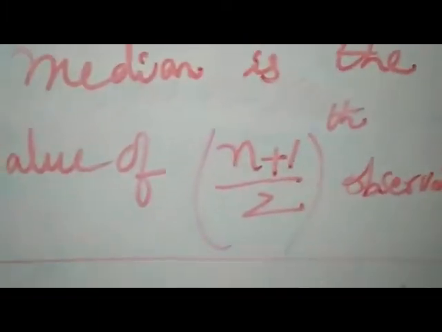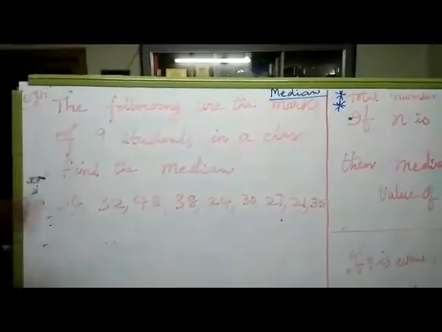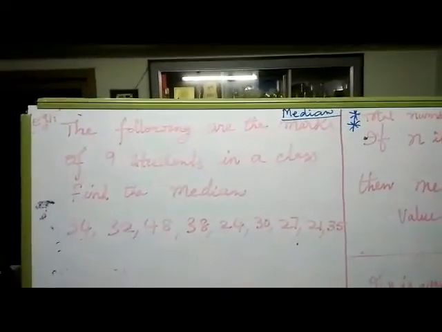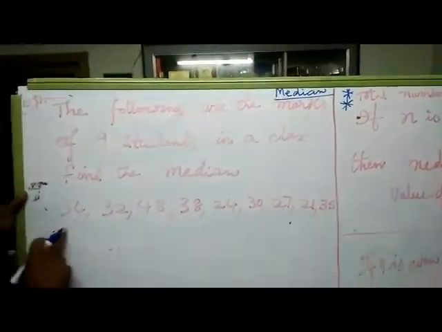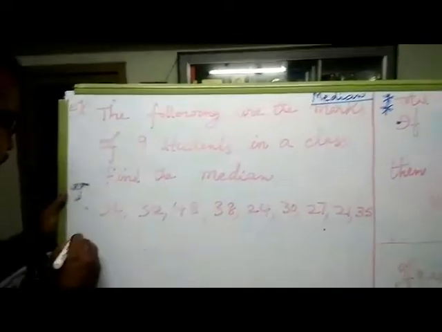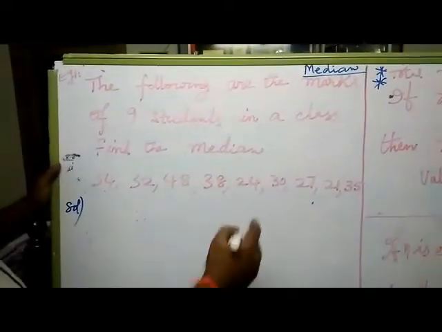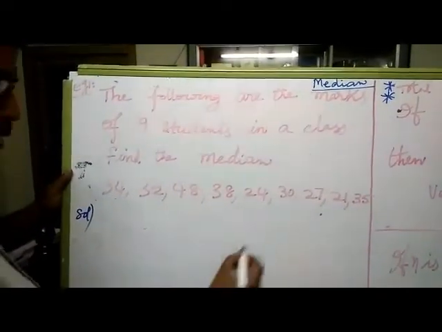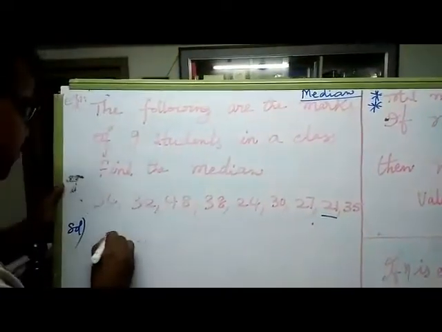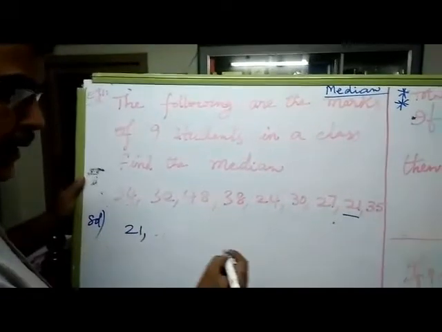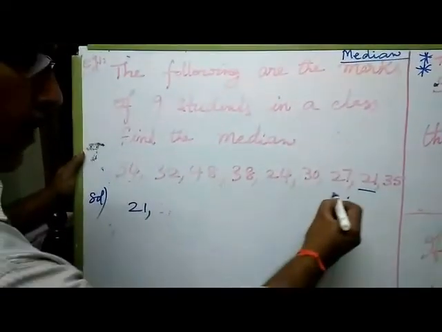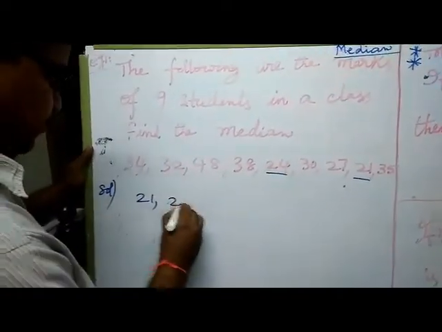First of all, let us check this so you can understand easily. The following are the marks, the same as the old question. The process is the same. First you keep them in ascending order. What is the first number? The smallest number, 21. After 21, next is 24.